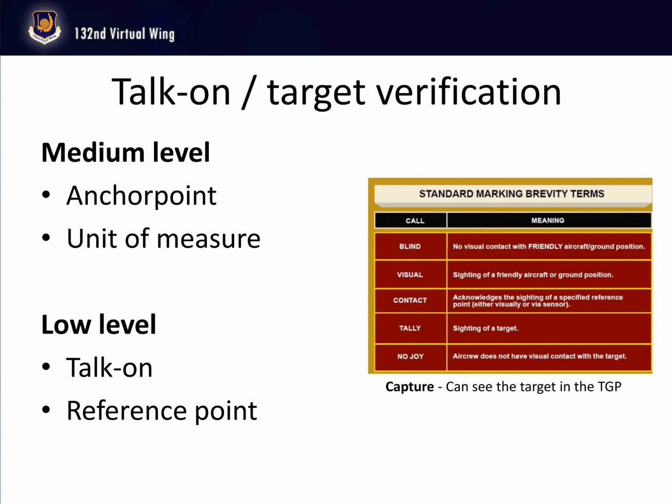When you see with Mark 1 eyeball something that's definitely a target or a hostile, it's a tally. Okay, I remind you that if it's a friendly, it's visual. So don't say I have tallied the friendly position. Okay, it's not good. It makes the JTAC nervous because the next thing is it's going to attack this tally, which is friendlies.